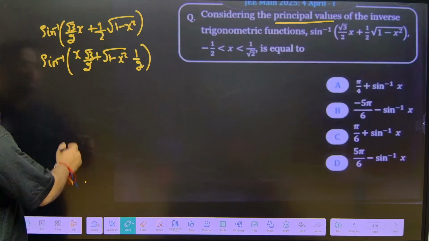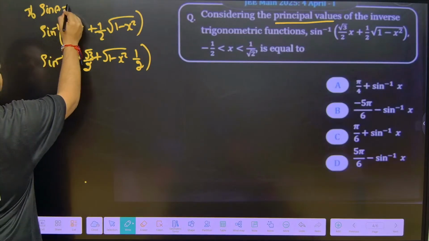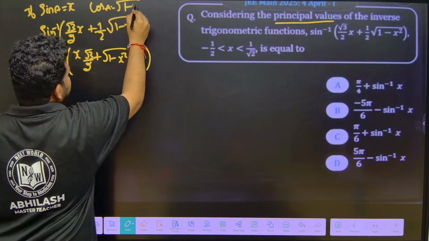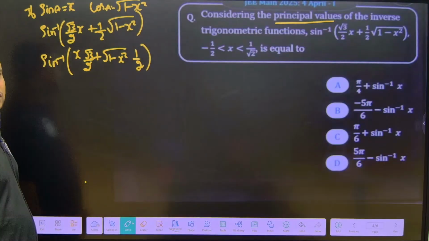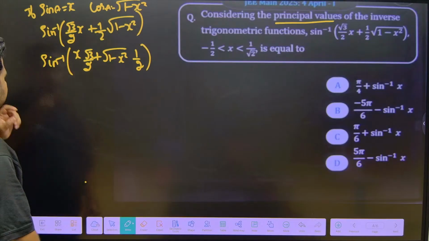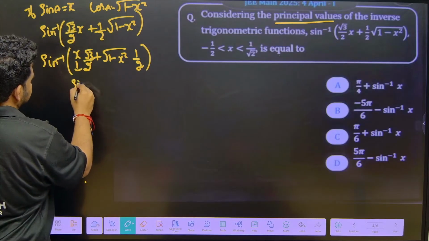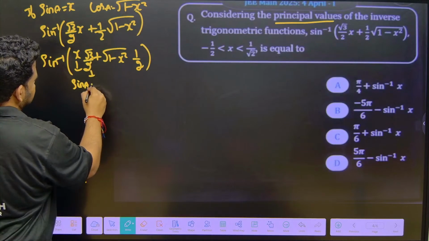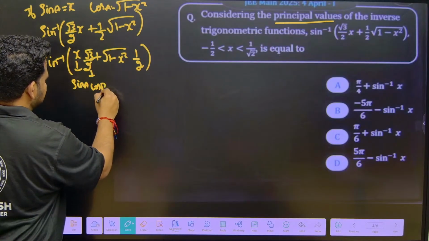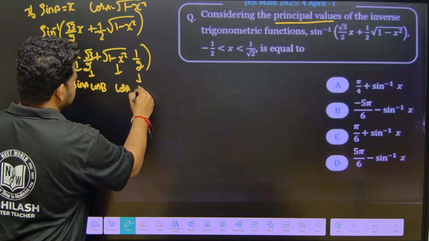Now focus here. If I write sin A is equal to x, then definitely cos A will be equal to what? Cos A will be equal to root of 1 minus x square, correct? So see here friends, if I take this as sin A, let this be cos B, and this will be cos A, this will be sin B.